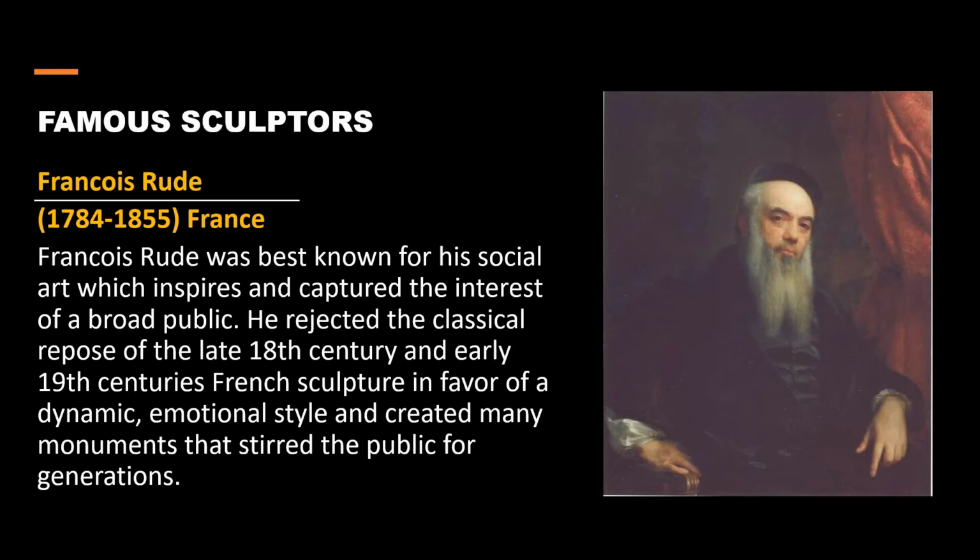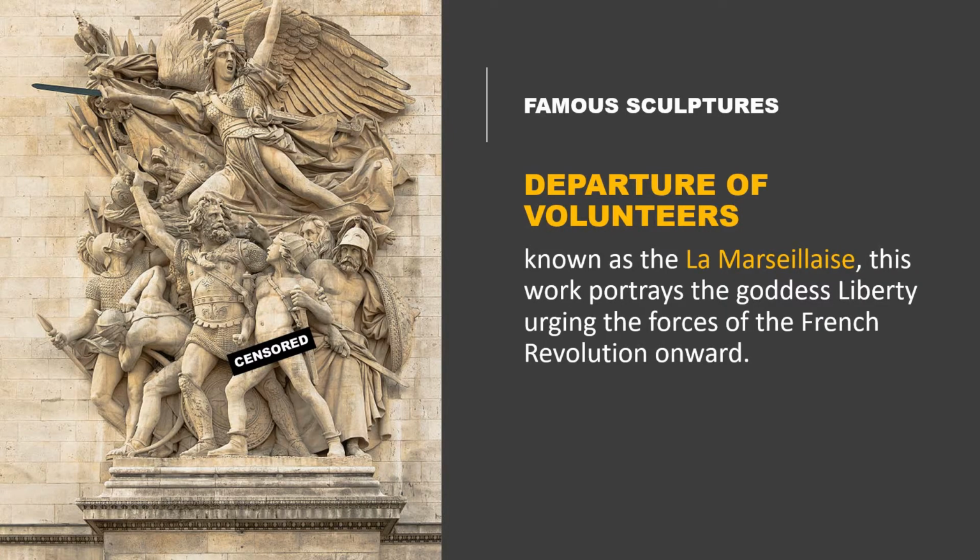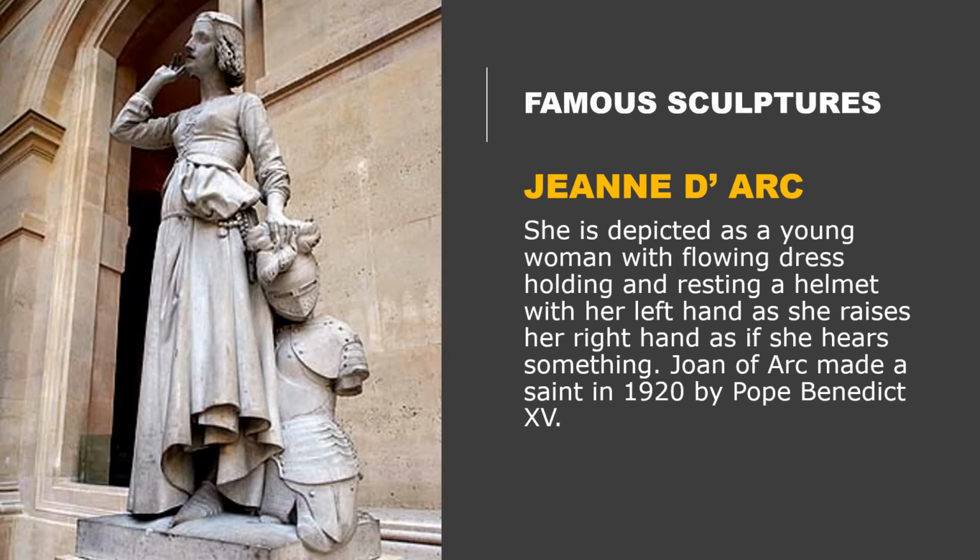Here are his sculptures. First, we have the Departure of the Volunteers, known as La Marseillaise. This work portrays the goddess Liberty urging the forces of the French Revolution onward. Sorry for the censored. Next, we have Joan of Arc. She is depicted as a young woman with a flowing dress holding and resting a helmet with her left hand as she raises her right hand as if she hears something. Joan of Arc was made a saint in 1920 by Pope Benedict XV.